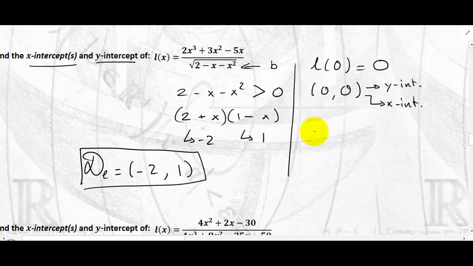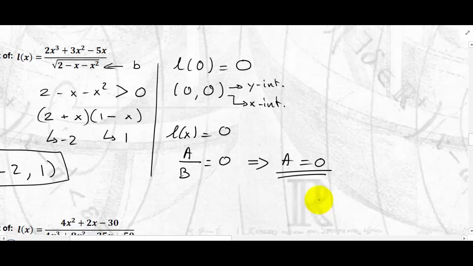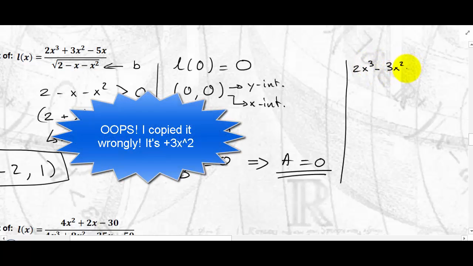Let's see if we have another x-intercept. So L is a fraction, so you want to solve L of x equal to 0. When is a fraction equal to 0? So this is what I'm asking you right here. If you have a fraction, when is it equal to 0? Only when the numerator is 0. That's all. So to find the other x-intercept, if I have any, I need to solve the equation 2x cubed minus 3x squared minus 5x equal to 0.